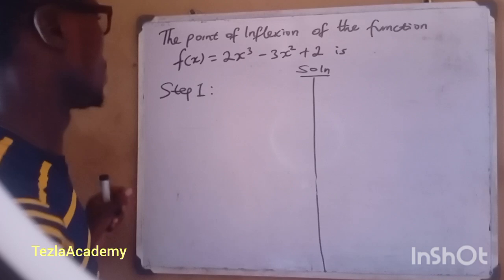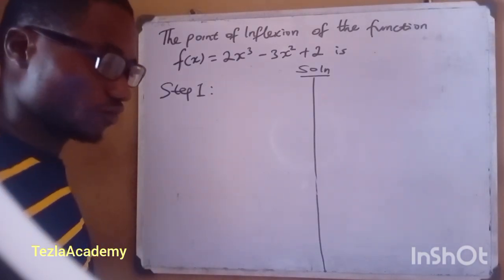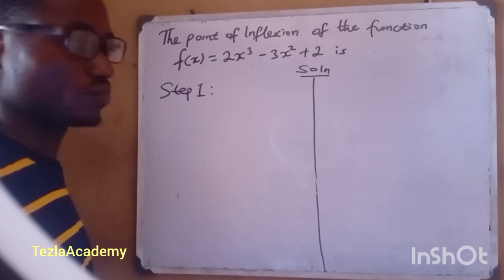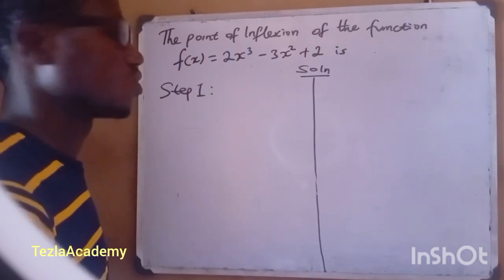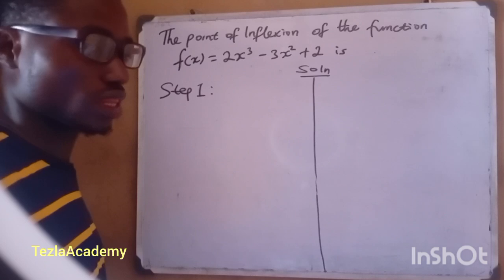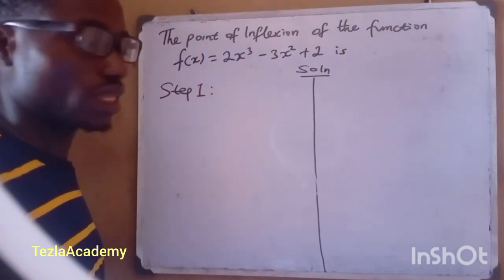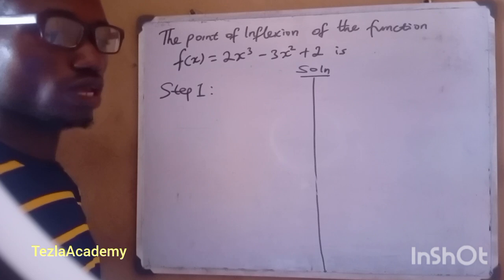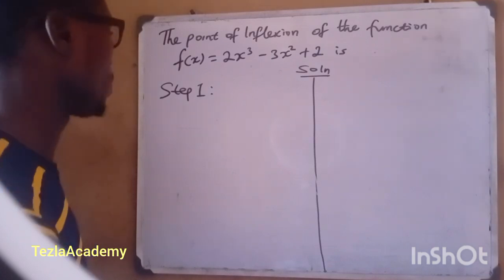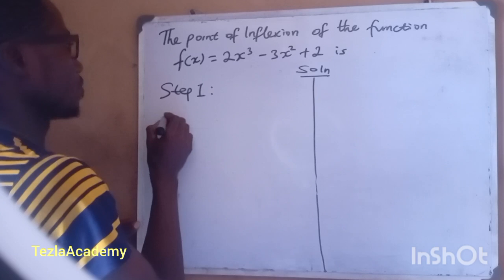Now, for us to have a point of inflection, we need to consider the first derivative and second derivative, and most importantly, the second derivative. We'll use the values we get in the first derivative and test them in the second derivative. After testing them, we'll know whether it has a point of inflection or not, and if it has, what they are.